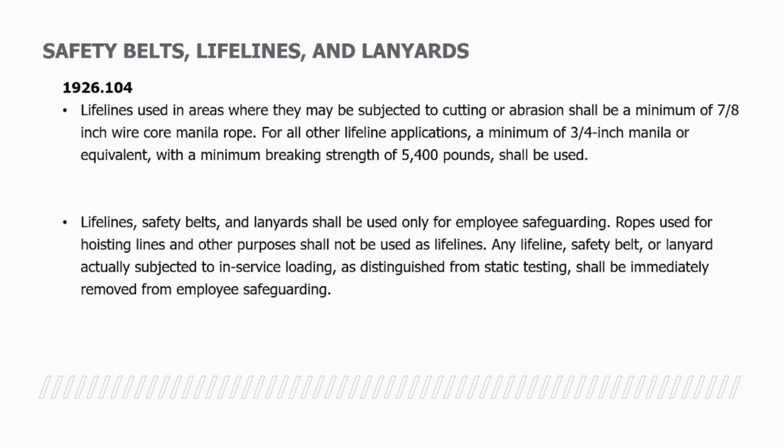Continuing on, let's talk about the lifelines. 1926.104: Lifelines used in areas where they may be subjected to cutting or abrasions shall be a minimum of 7/8-inch wire core manila rope. For all other lifeline applications, a minimum of 3/4-inch manila or equivalent with a minimum breaking strength of 5,400 pounds shall be used. Lifelines, safety belts, and lanyards shall be used only for employee safeguarding. Ropes used for hoisting lines and other purposes shall not be used as lifelines.